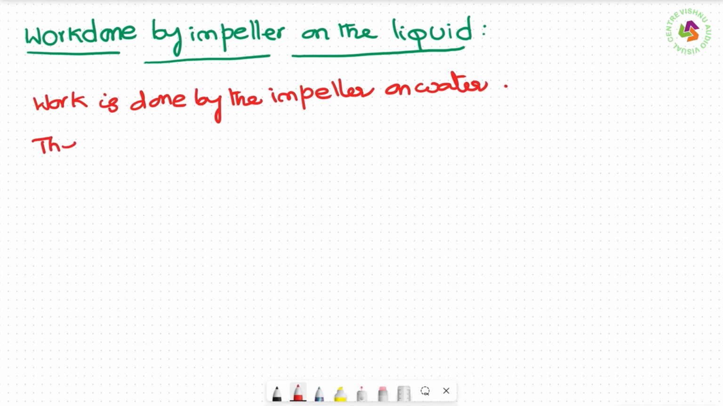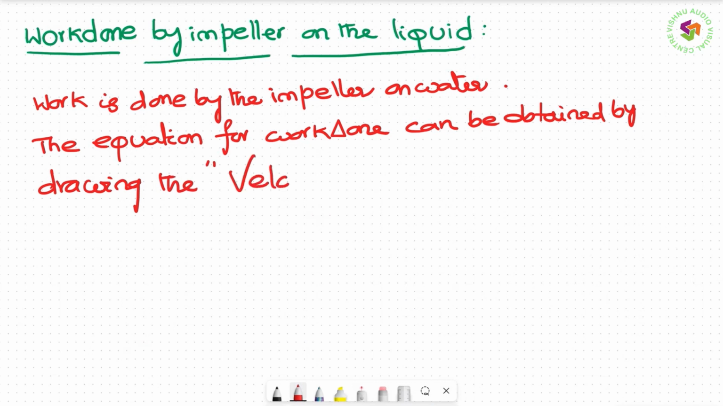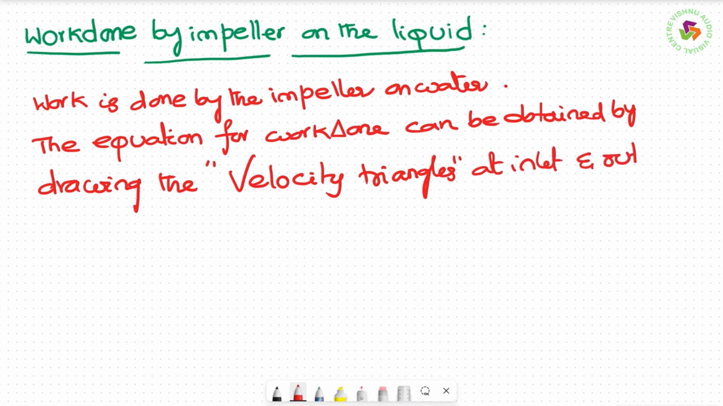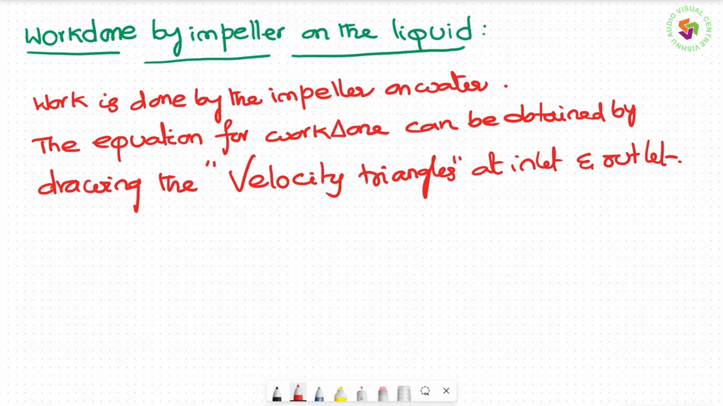The equation for work done can be obtained by drawing the velocity triangles. This is the only way. The velocity triangles at inlet and outlet. Now, how do we draw the velocity triangles actually?